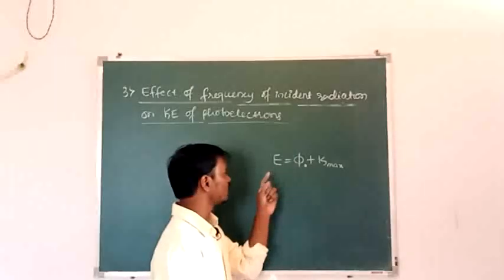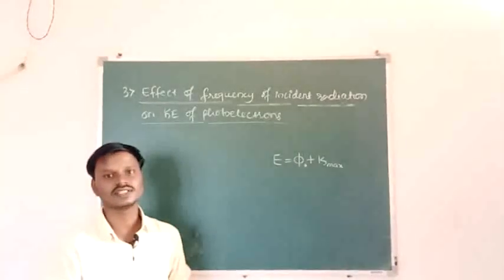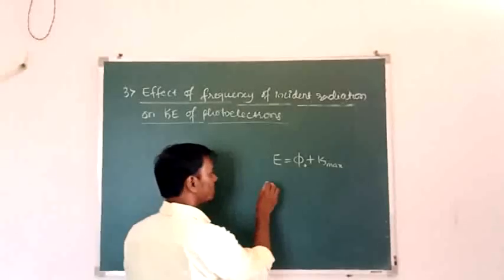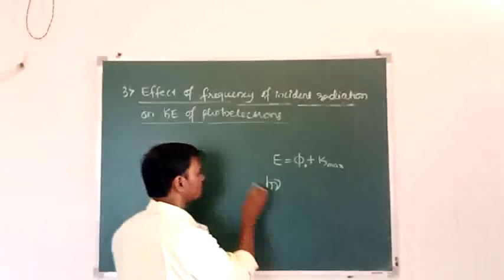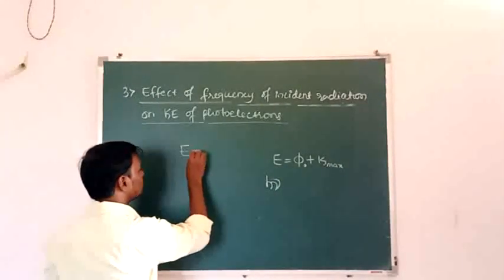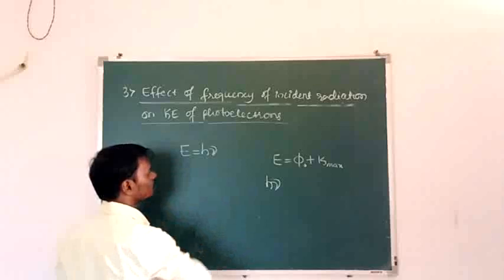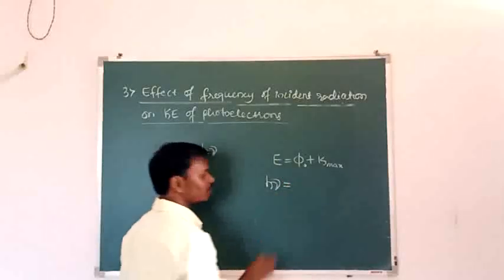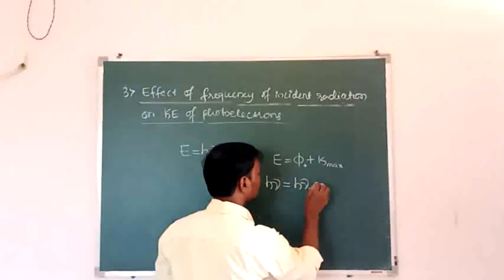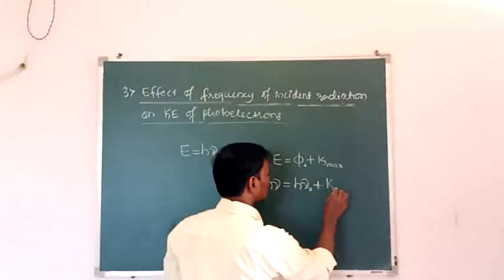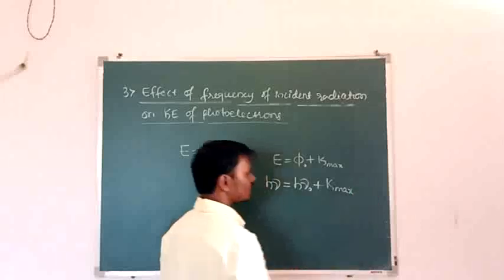Okay. And what is E here? E is nothing but energy of incident radiation. Energy of incident radiation can be written as h nu, h into nu. And what is the work function of the metal? That is phi naught, that is h into nu naught. Then plus kinetic energy of the ejected electron.